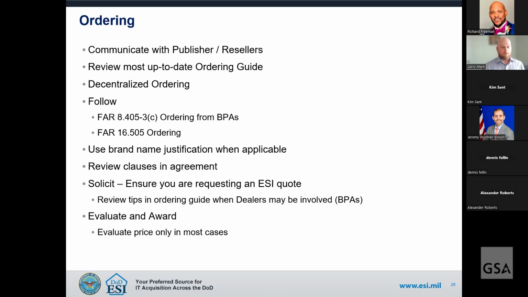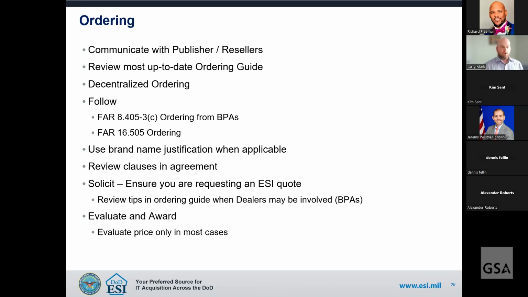Decentralized ordering. Again, if you are not in the contracting office, they will be going to your local contracting office. They do not come through the ESI team. If they are a GSA BPA, you will follow FAR 8.405-3(c), ordering from BPAs, those procedures. And if it's NASA SOUP or an IDIQ contract, you'll follow 16.505 ordering procedures.